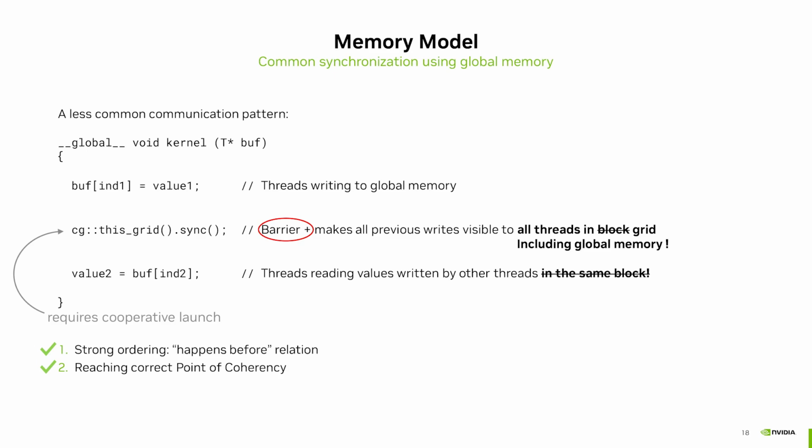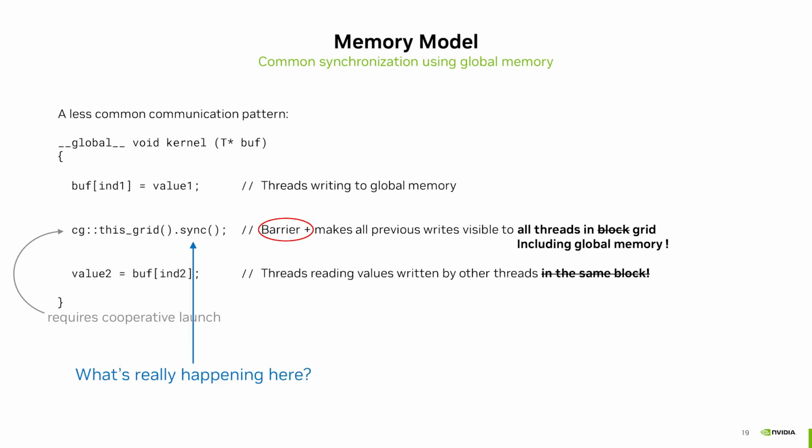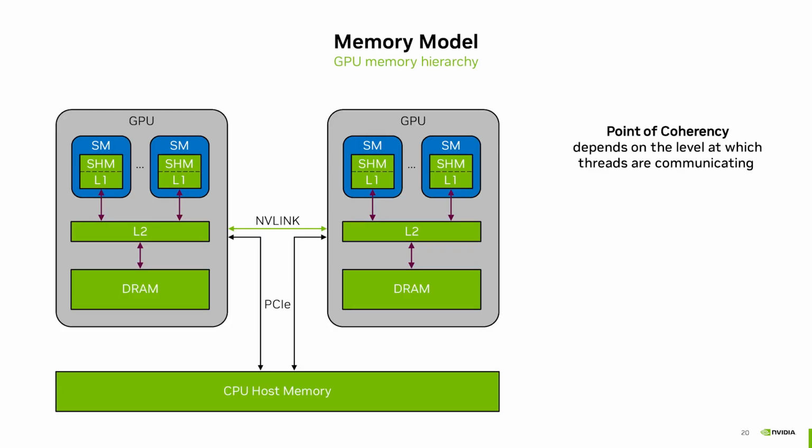So let's discuss what exactly it means to achieve the second item, to reach a correct point of coherency in all these examples. So here's a slightly simplified picture of the hardware architecture. And as you can see, for thread block level access, there are no extra caches above L1 and no incoherent caches. So this situation is pretty simple. However, for grid level synchronization, we need to reach L2, and moreover, we need to make sure that the threads do not read from the incoherent L1 caches.